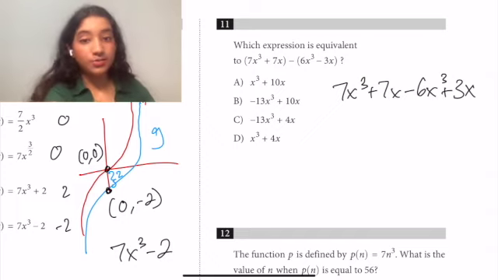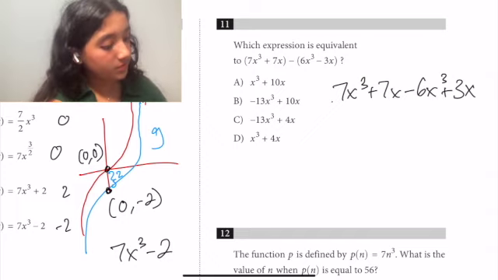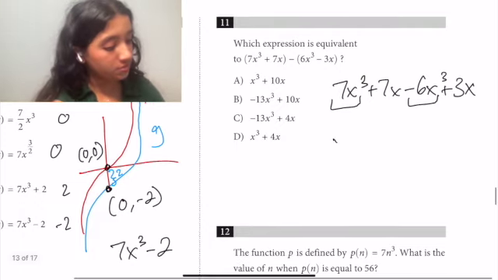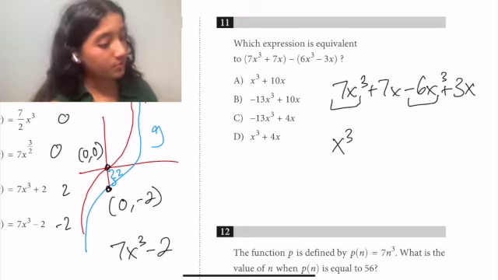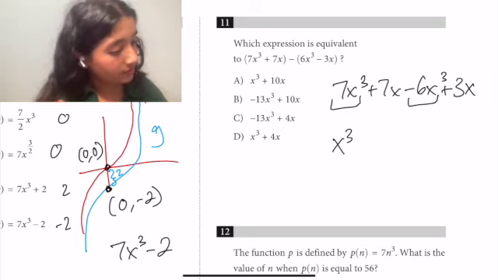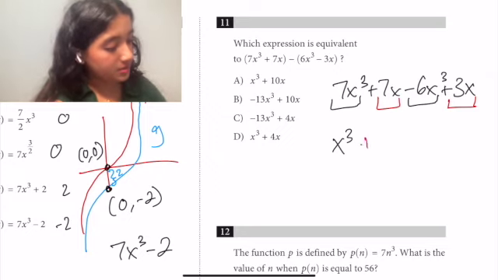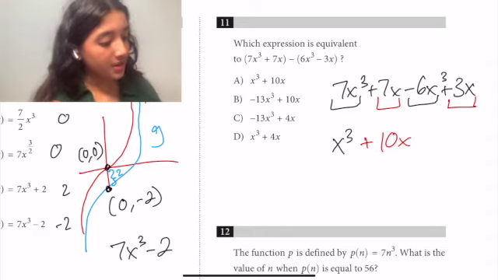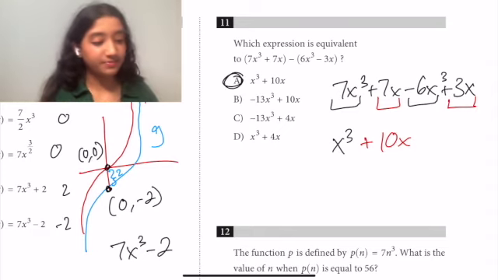So let's put together our x cubed terms, because they are like terms. So 7x cubed minus 6x cubed, that leaves you with 1x cubed, which we just write as x cubed. And then we have 7x plus 3x. That gets us 10x. So x cubed plus 10x is equal to option A.